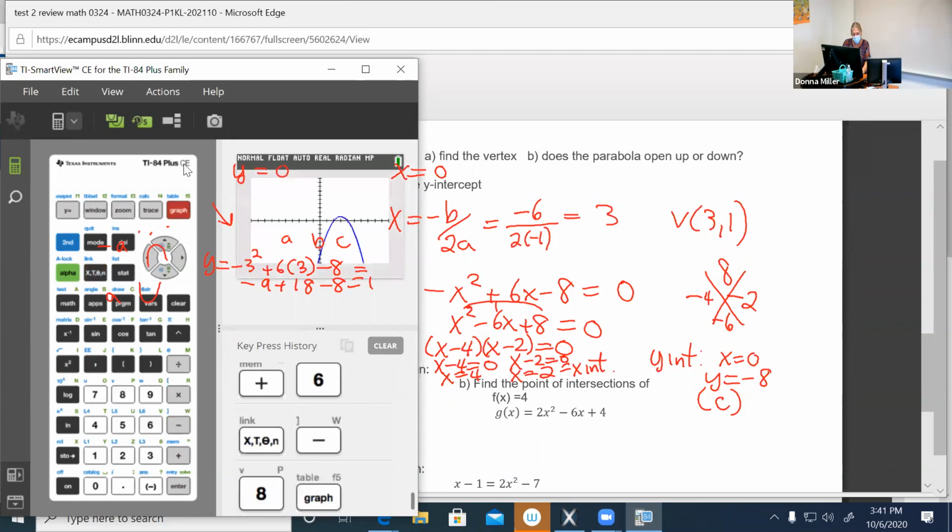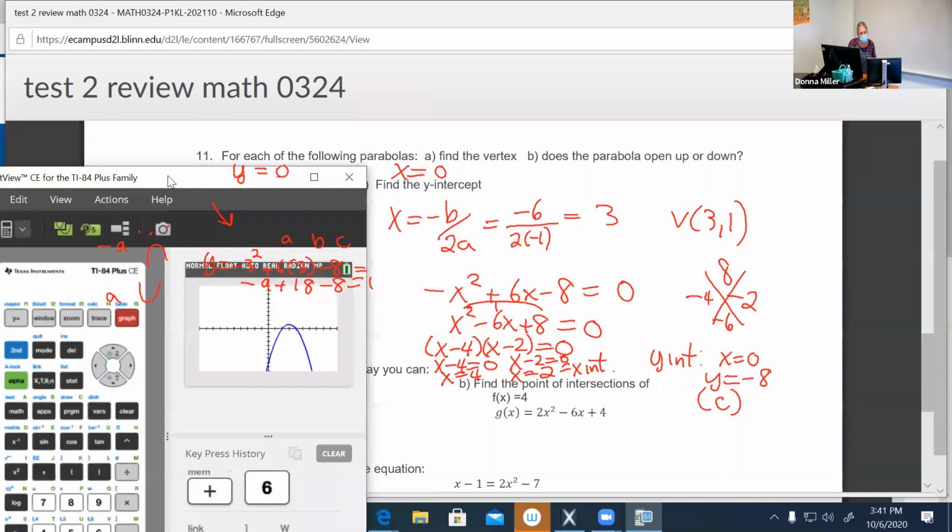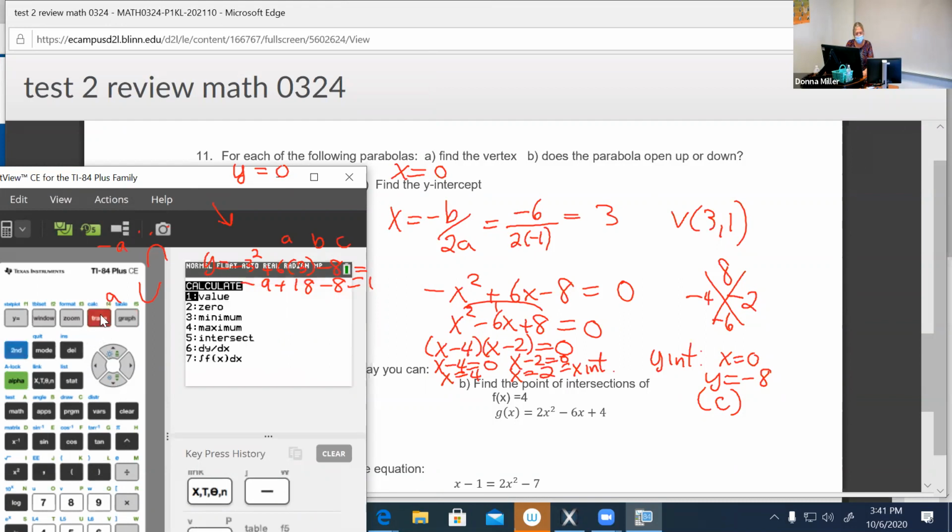All right. So looking from the graph, I can see that it opens down, right? You can see your x-intercepts are 2 and 4 like we got. The y-intercept is -8. You can see all that. Couple reminders. You can find the vertex by doing second trace. Is it a minimum or a maximum? It's a maximum. So I'm going to hit second trace, maximum.